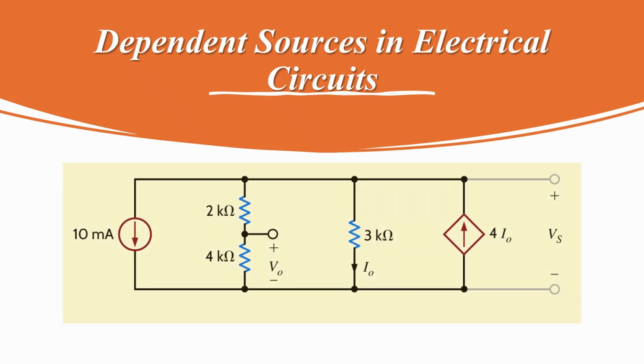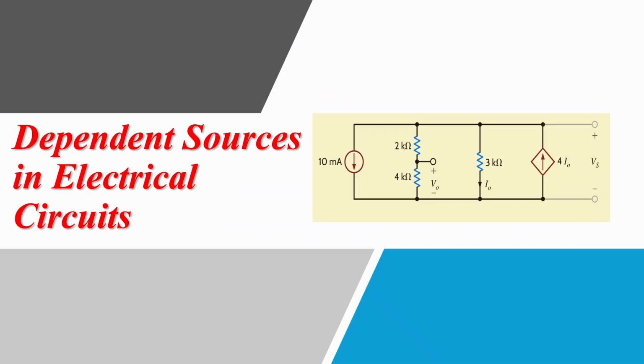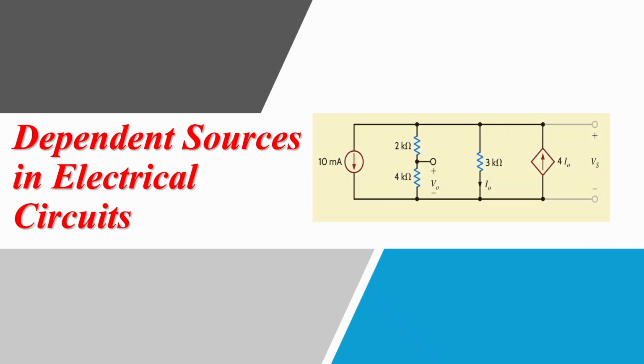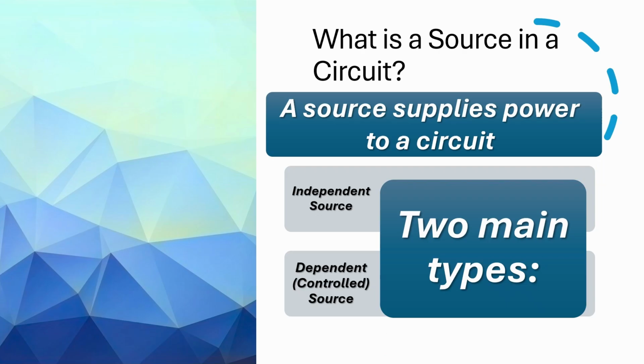If you look at this first circuit on your screen, you'll see a mix of components that might look a bit intimidating at first. On the far left, we have a standard 10 milliamp independent current source. But then, look over at the right side where you see that diamond symbol labeled 4 I sub O. This is a dependent source, and its entire behavior is tied to the current I sub O that is flowing through the 3 kilo ohm resistor in the middle of the circuit. If that current changes, the source changes. So, let's break down the basics.